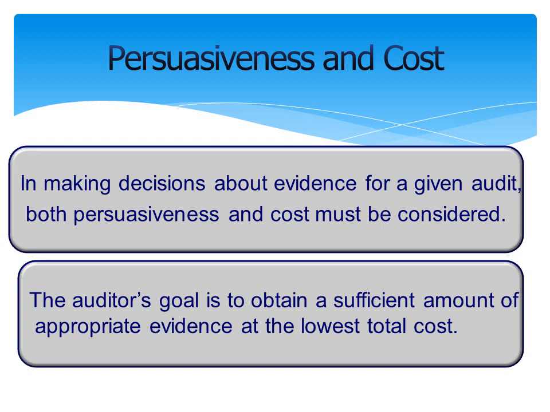Precision and cost. In making decisions about evidence for a given audit, both precision and cost must be considered. The auditor's goal is to obtain a sufficient amount of appropriate evidence at the lowest total cost.